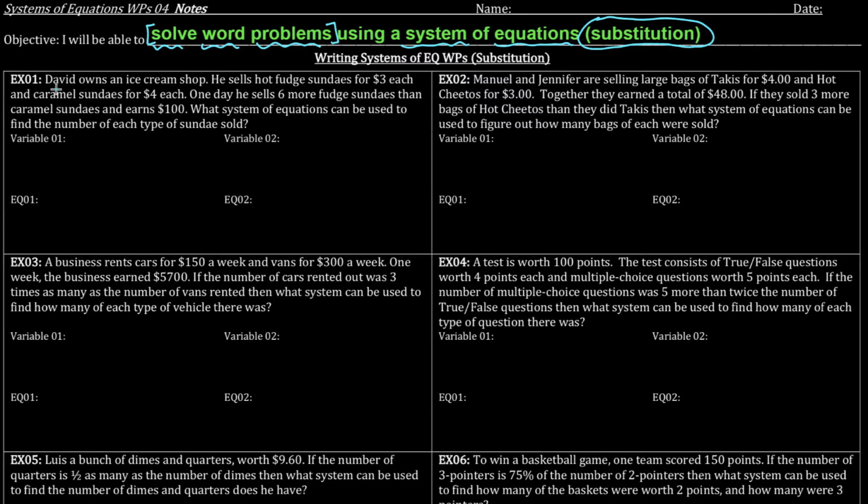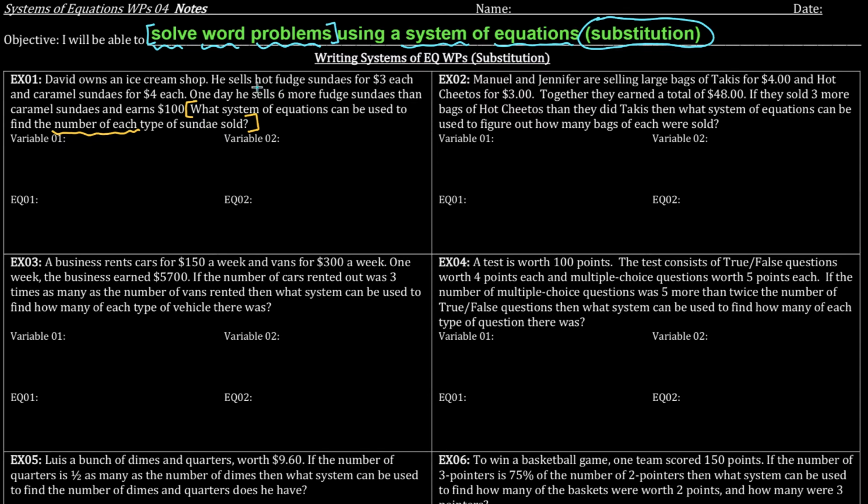So example 1, David owns an ice cream shop. He sells hot fudge sundaes for $3 each and caramel sundaes for $4 each. One day he sells 6 more fudge than caramel sundaes and earns $100. Right here is the question. So what system of equations can be used to find the number of each type sold? Number of each type. So let's go back.